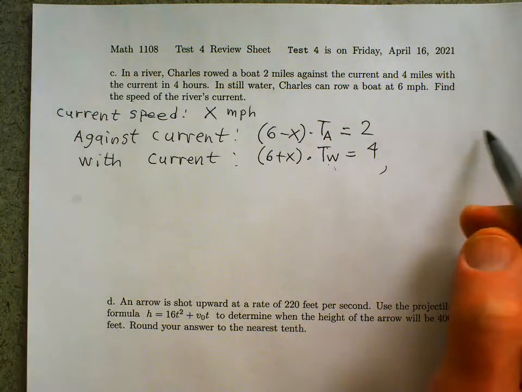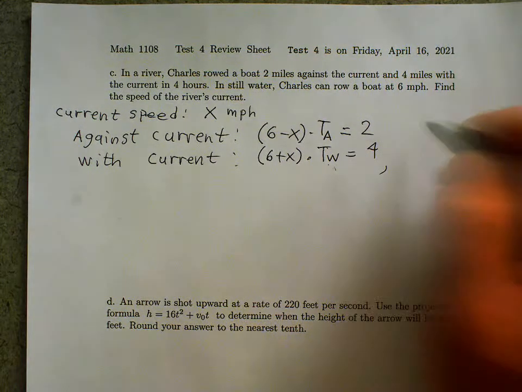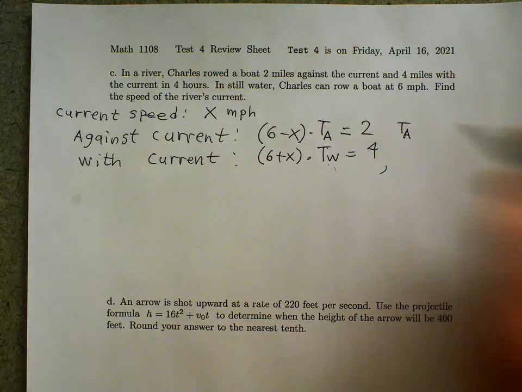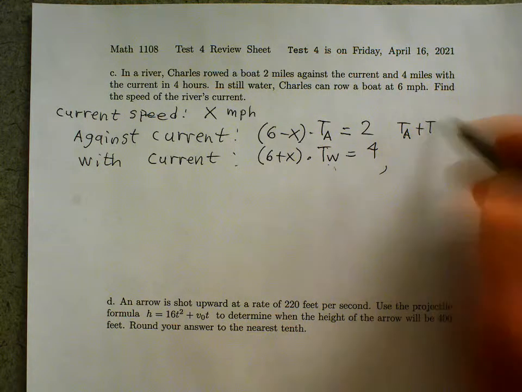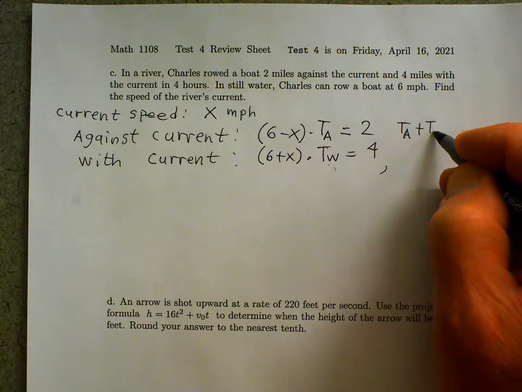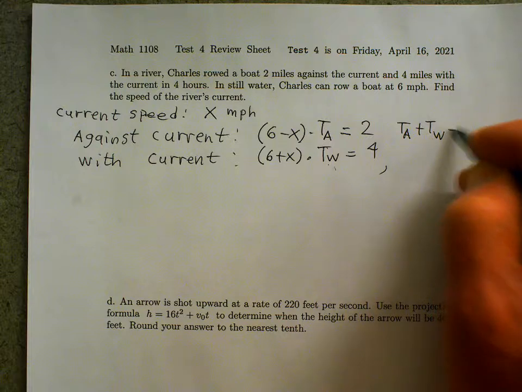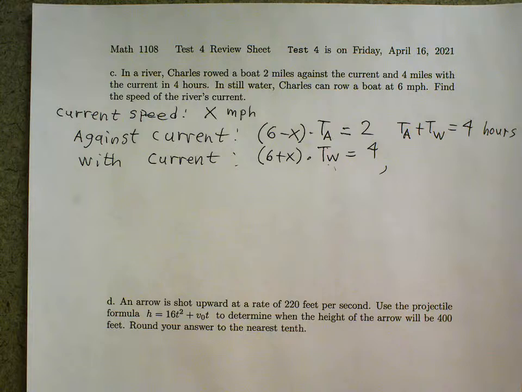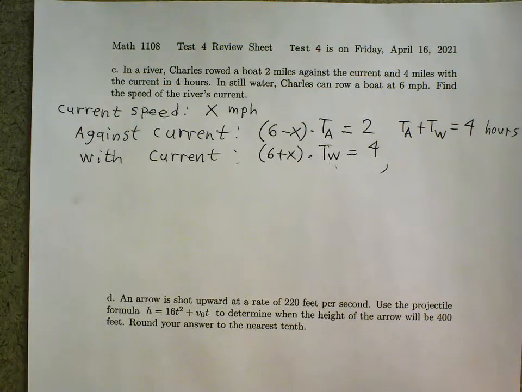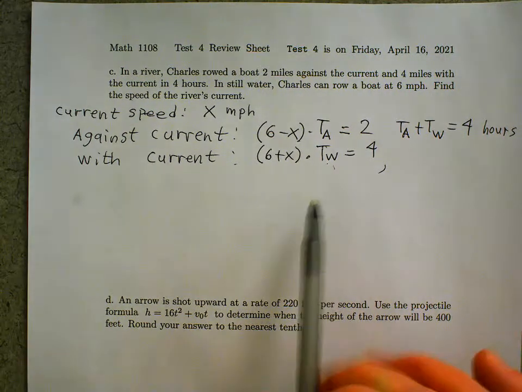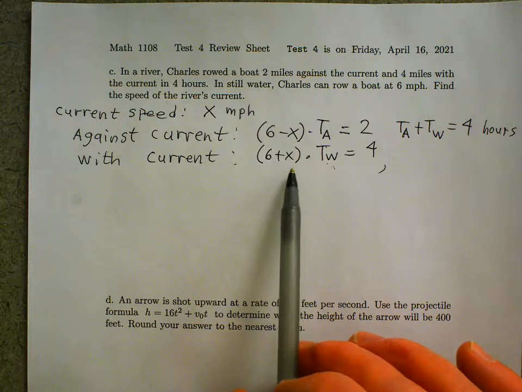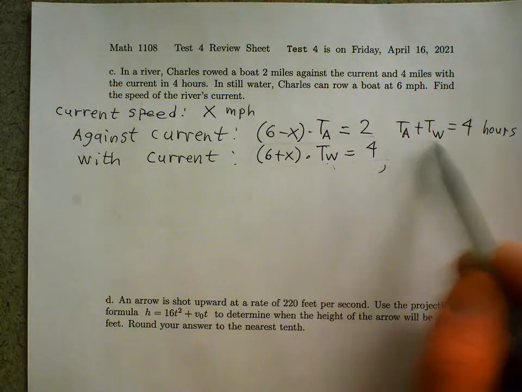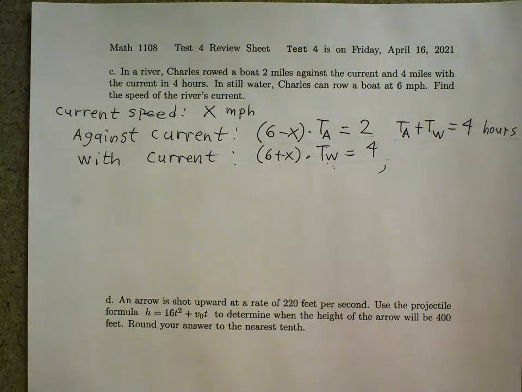And we're also given information about the two times. The total amount of time that it took to row 2 miles against the current plus the amount of time it took to row 4 miles with the current is 4 hours. Okay, so we want to know what x is. We want an equation whose only variable is x. So we're going to use these three equations to get an equation whose only variable is x.